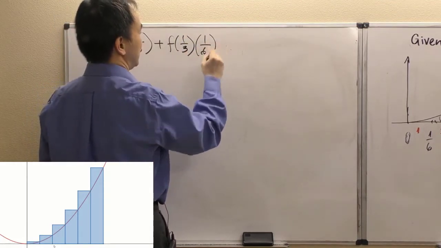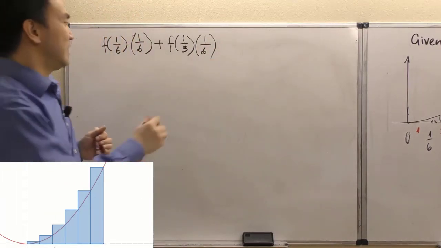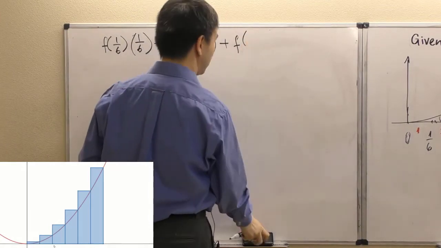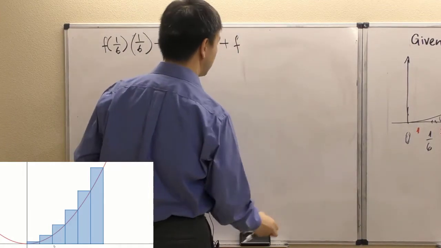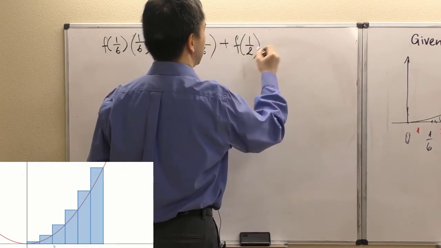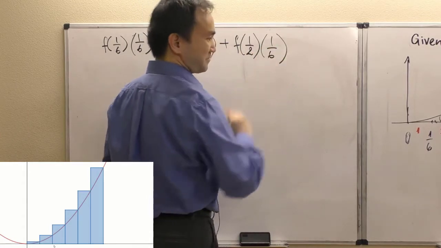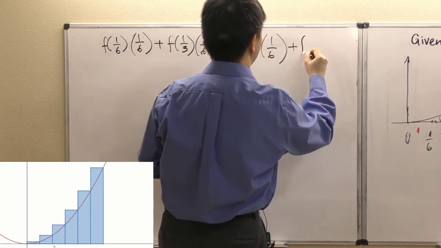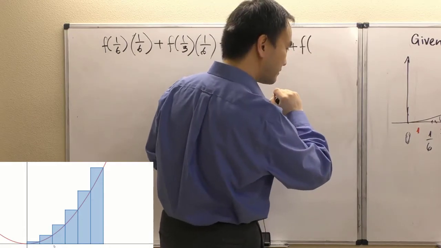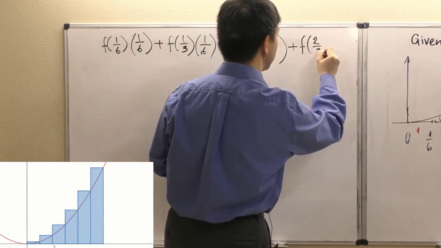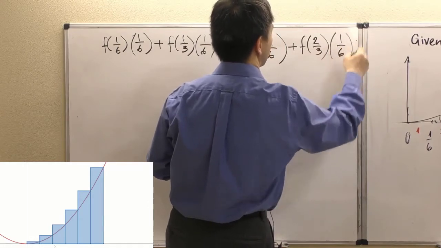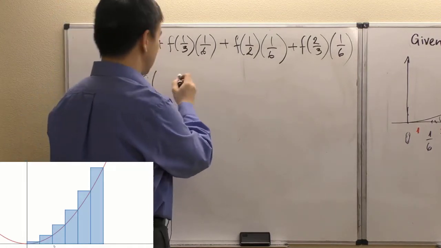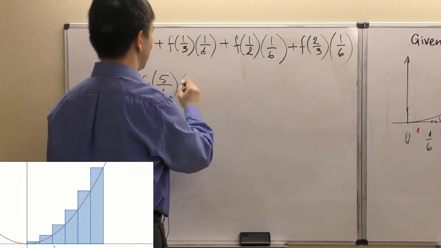Okay, that's for the second rectangle. And now the third rectangle, f of 1/2 times 1/6. Then the next one: 1, 2, 3, we've had 3 down so far. The fourth one here, f of 2/3, times 1/6. Now I'm at the fifth one. I'm going to need to add f of 5/6, multiplied with 1/6.